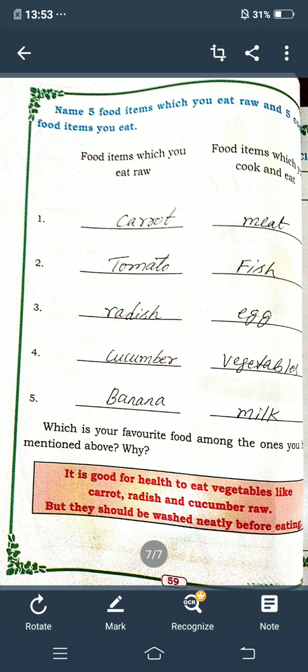Children, which is your favorite food among the ones you had mentioned above? Why? So which is your favorite food and why it is your favorite, you must write there. So if you take carrot, so it is good for health and it is your favorite food, I think, and it is good for eyes and skin. And banana, it is healthy for us and it is a fruit. You know? It is good for health to eat vegetables like carrot, radish and cucumber raw. So if you eat these vegetables raw, it is good for our health.